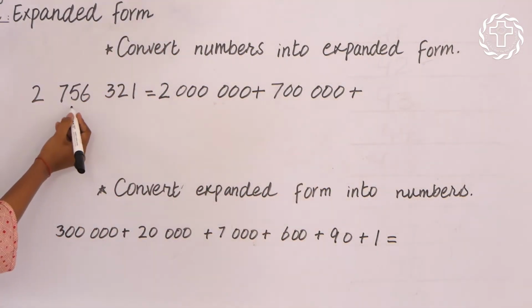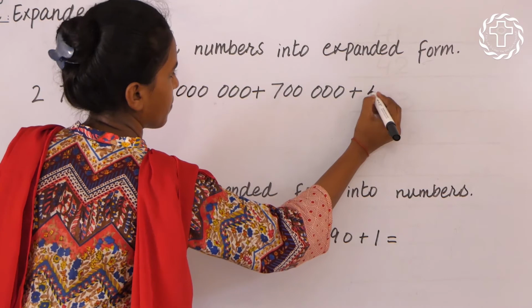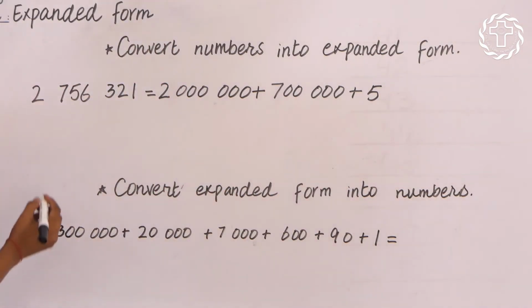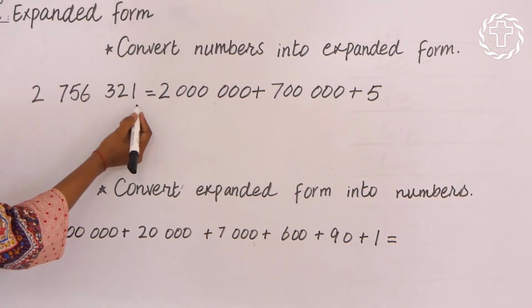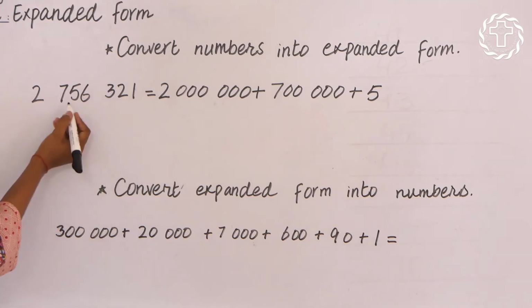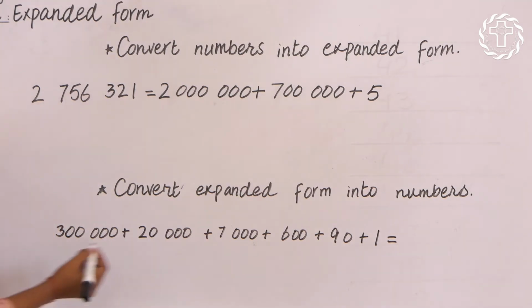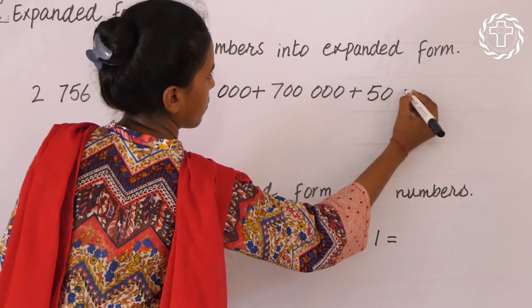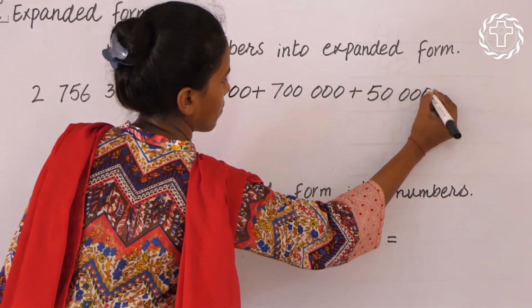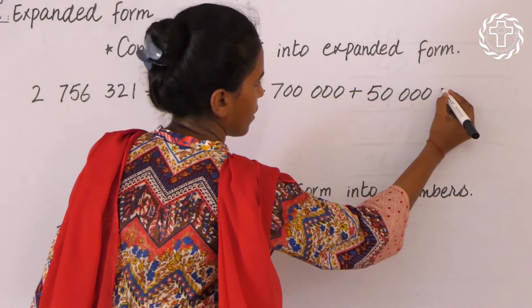The third one is the digit 5. We will write the digit 5 as it is. Again, we will replace all the other digits on the right side of the digit 5 with zeros. We will put the sign of addition.